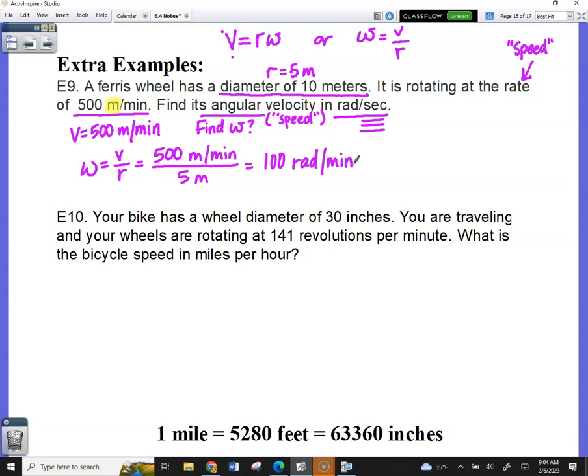Okay, the directions though said find it in radians per second. So instead of 100 radians over 1 minute, I'm going to change the 1 minute to 60 seconds. So 100 radians over 60 seconds. And then now, the answer is 1.67 radians per second.